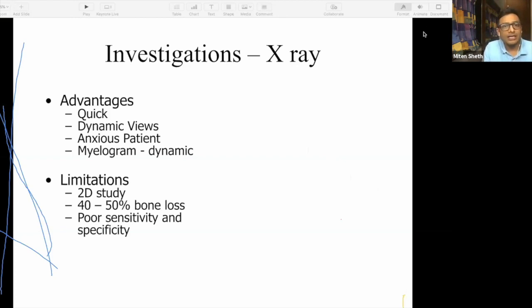The disadvantage of an X-ray is it's a two-dimensional image, which means you can see it either in lateral or in AP. You don't know what is happening in the third dimension, okay?